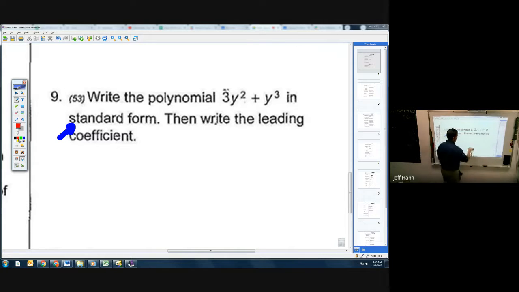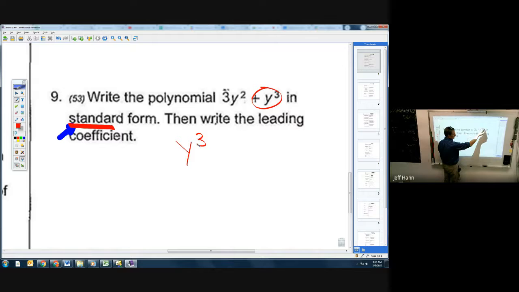Degrees, in descending degrees. So in standard form, you'd have to put the y cubed first because that's the highest degree term. It's a degree of 3, that's a degree of 2. So that's got to be a pretty easy one for you to get right. You just put the highest exponent there.